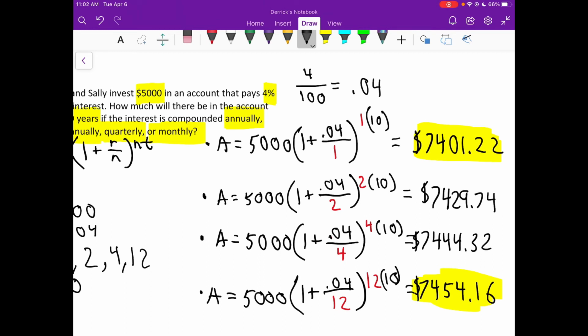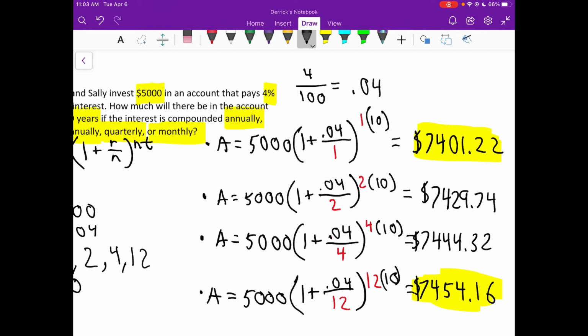I know $50 maybe doesn't seem like a huge amount, but that's only going to get bigger the more years we're talking about, and 10 years is really a short time to be investing. So that's only going to be a larger difference as we continue investing further and further years out.